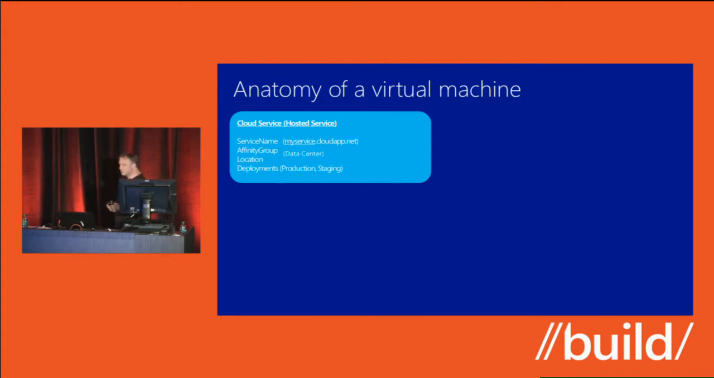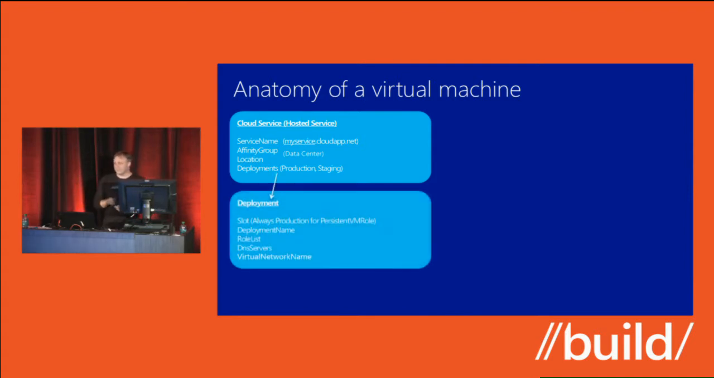And since virtual machines are built on the same service model that web roles and worker roles are built on, we have a deployment slot. So we have production and staging slots even with virtual machines. Interestingly enough, virtual machines can only work with the production slot. The staging slot is unused.